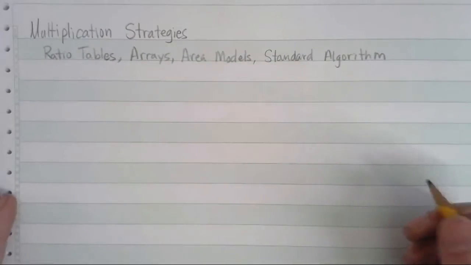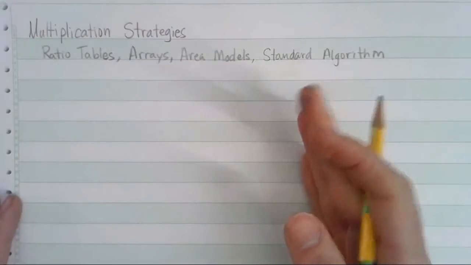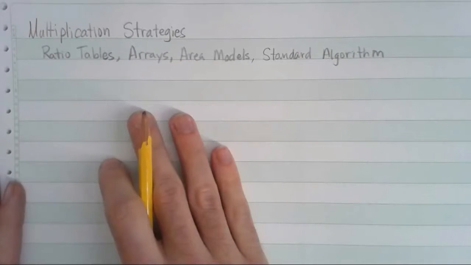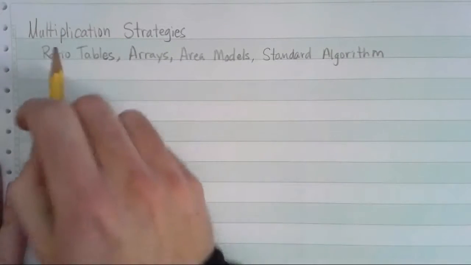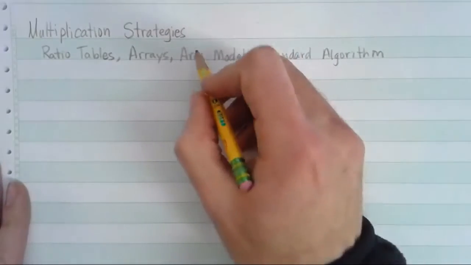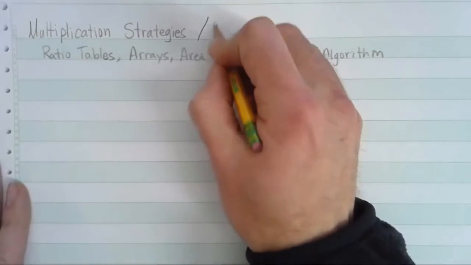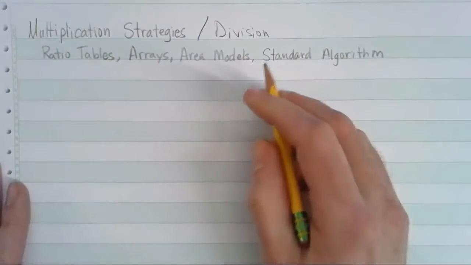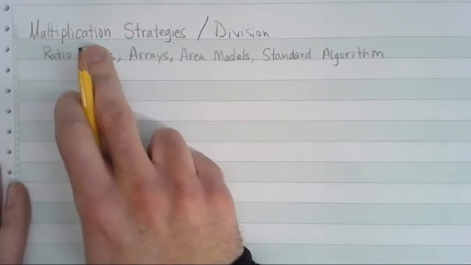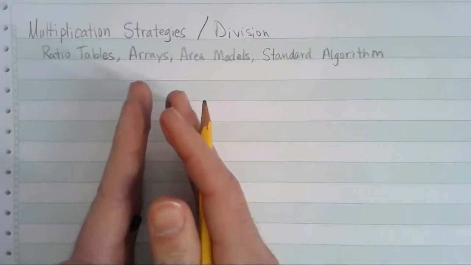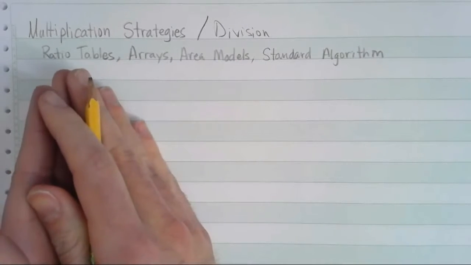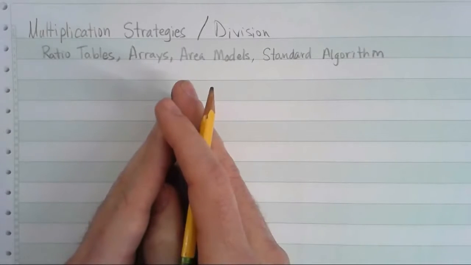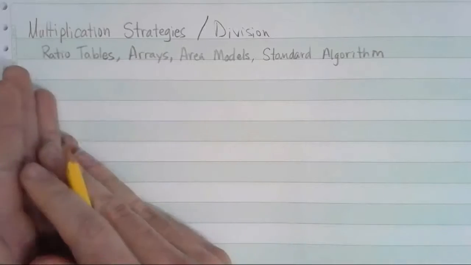I wanted to take a moment to explain some of the strategies that we've been working on in Bridges at the moment. Right now we're looking at strategies for multiplication and division, because we talk a lot about how division is just the opposite of multiplication, so we use multiplication, particularly ratio tables, to help us understand division as well. So a little bit to explain ratio tables.